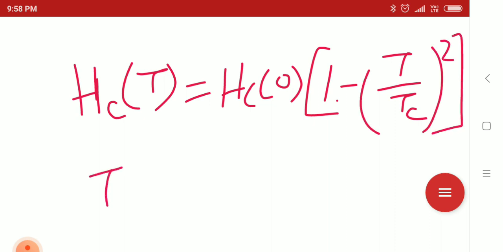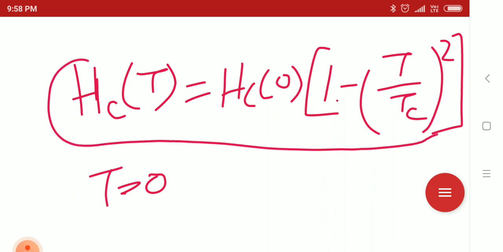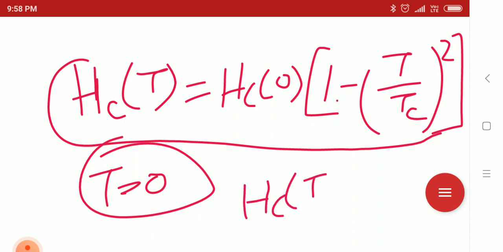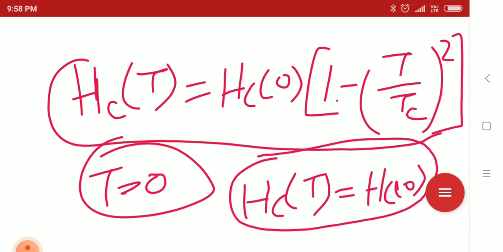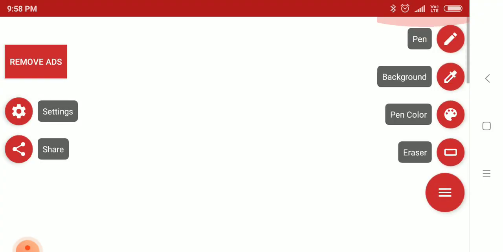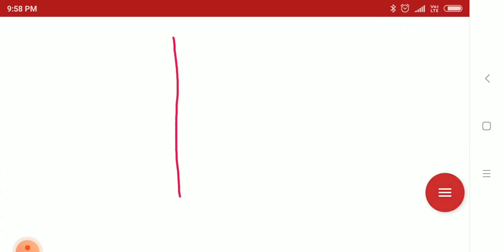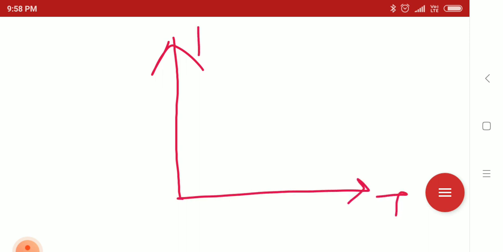What we can see from this relation is that at T equals 0, Hc(T) equals Hc0, and at T equals Tc, the transition temperature, the critical magnetic field vanishes. At the transition temperature there is no critical magnetic field. So we can show a graph: here temperature T, here Hc, the critical magnetic field.